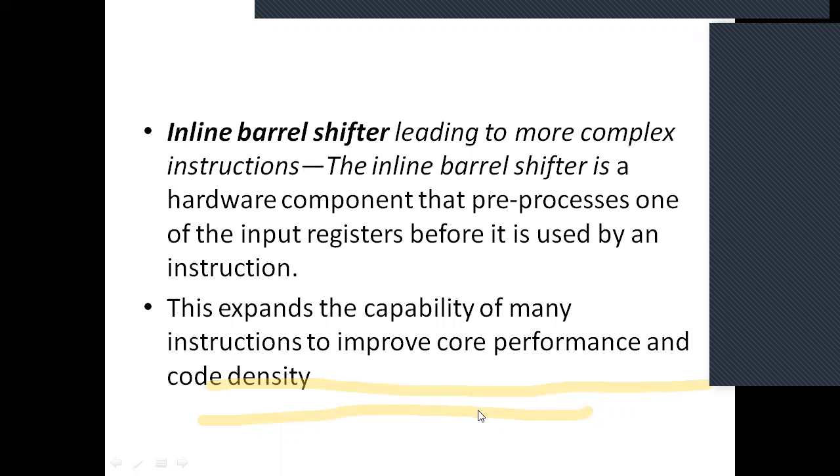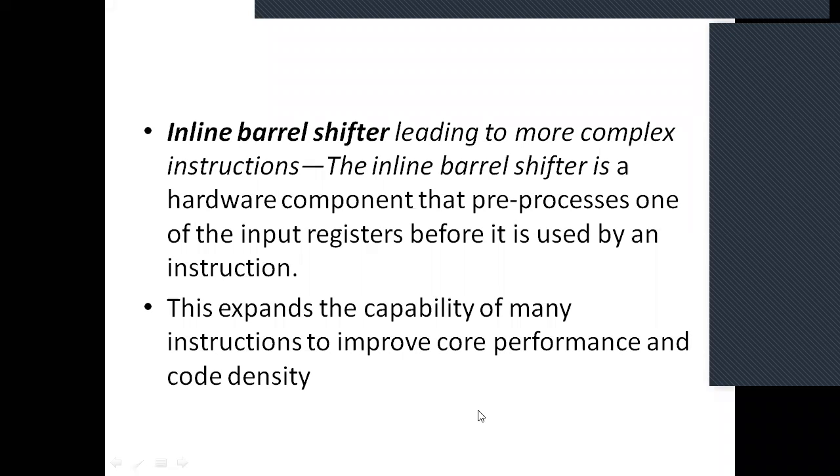So next, another change they have made to the basic ARM processor is the inline barrel shifter. This is a special combinational shift register circuit that will execute in a single cycle, leading to more complex instructions. The inline barrel shifter is a hardware component that pre-processes one of the input registers before it is used by an instruction. So this expands the capability of many instructions to improve core performance and code density.